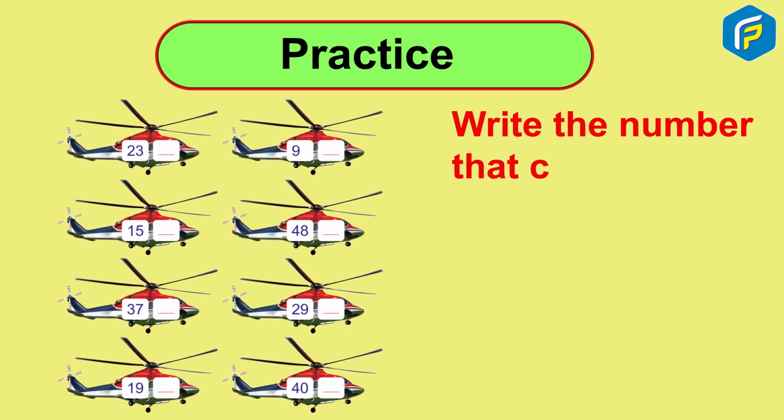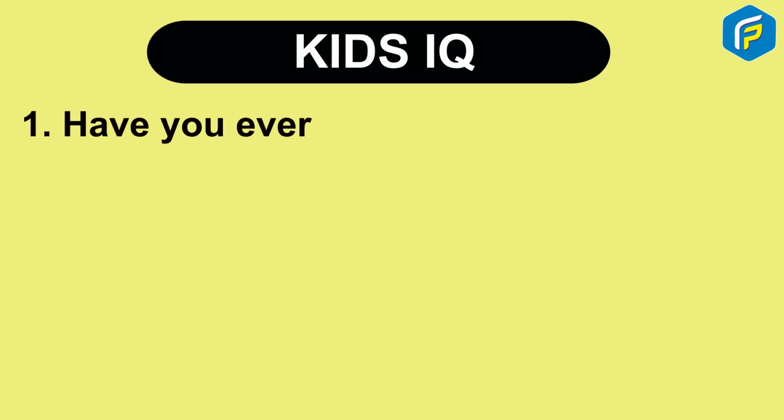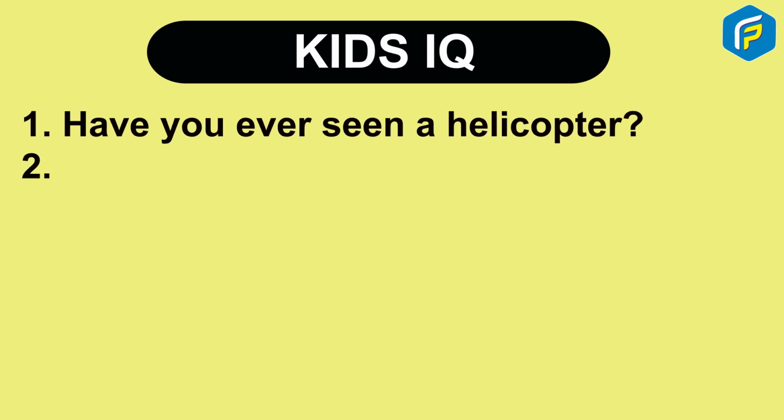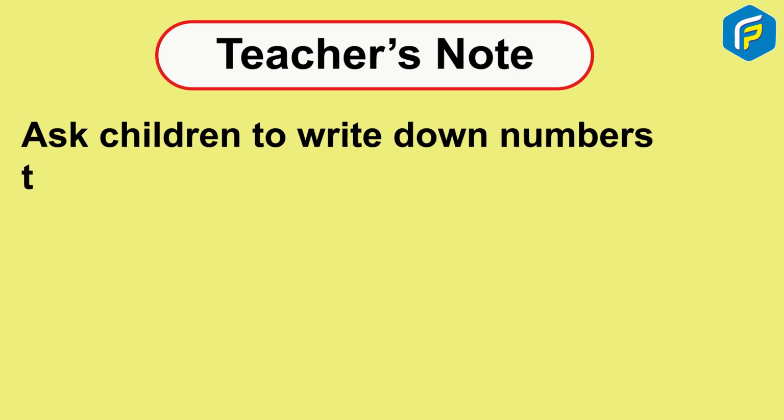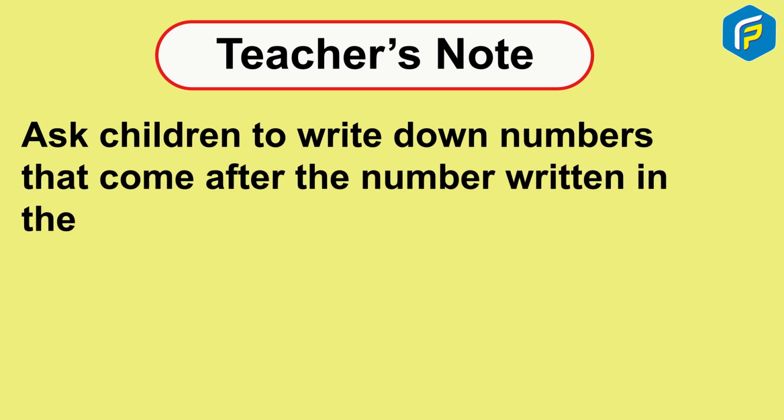Practice. Write the number that comes just after. Kids IQ. 1. Have you ever seen a helicopter? 2. Where does a helicopter fly? Teacher's note. Ask children to write down numbers that come after the number written in the box.